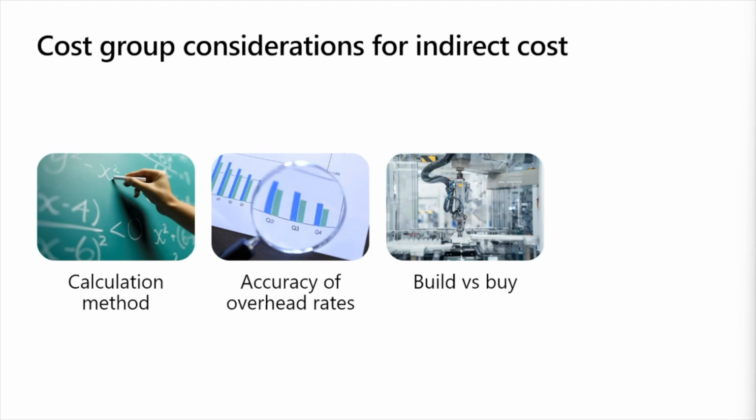The next consideration is for a build versus buy in relationship to your materials. Keep in mind that you might sometimes produce an item and other times outsource it. If you need different overheads in these situations, you'll need at least one cost group per type at a minimum. If additional are needed for reporting or reconciliation, you can create additional cost groups.